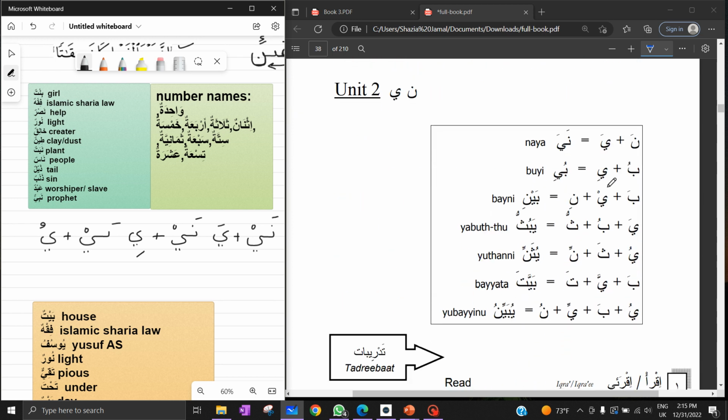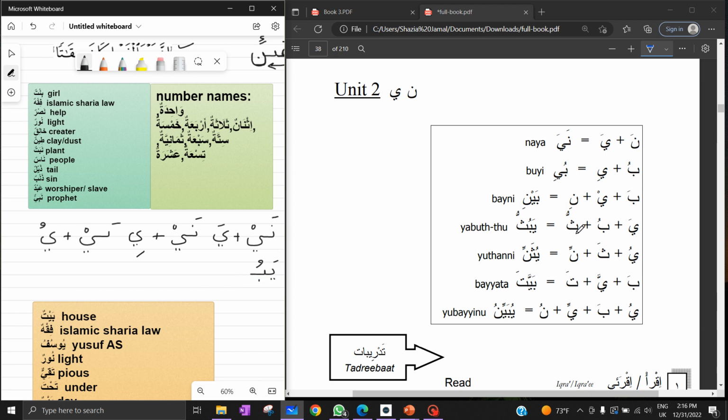Now these are random words. We'll go quickly. Noon fatha ya fatha, naya. Ba dhamma and ya kasra, bui. Ba fatha ya sukun, bai. Noon kasra bai, ni. Ya fatha ba dhamma, yabu. And here you can see tha is with dhamma and shadda. How are you going to pronounce it? Ya bu.